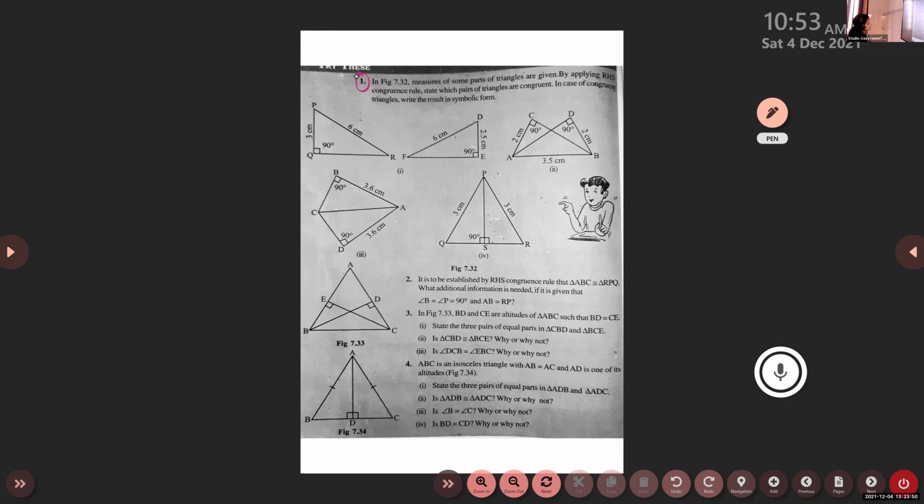Yes, ma'am. The base is 3 centimeter and the other one is 2.5. Okay, forget about centimeter. What you have to compare? Hypotenuse. Hypotenuses are same, no? 6 centimeter. This is also 6 centimeter and one more side should be same, right? Is it given like that? Ma'am, the base is 3 centimeter and this is 2.5, no? Then will they be congruent? No, ma'am. So they are not congruent, isn't it?